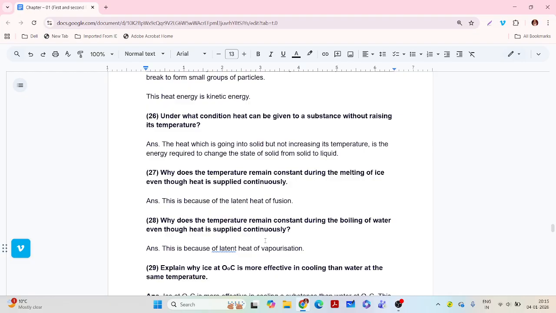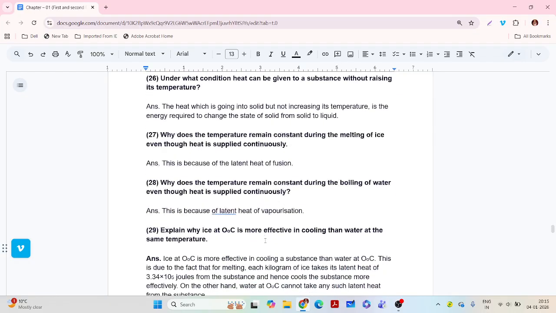to overcome the forces of attraction. That's why it is more effective in cooling.